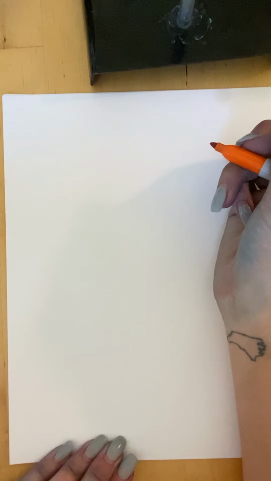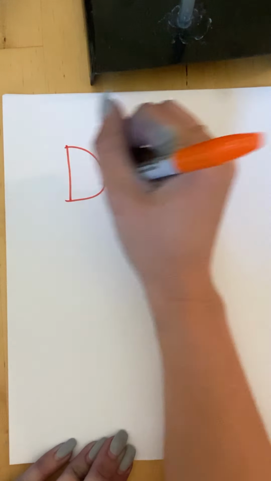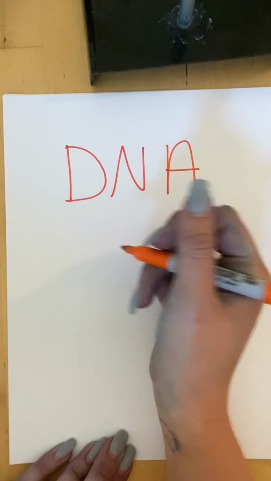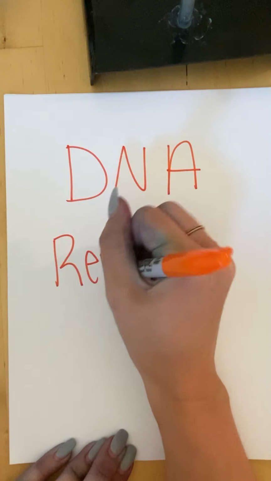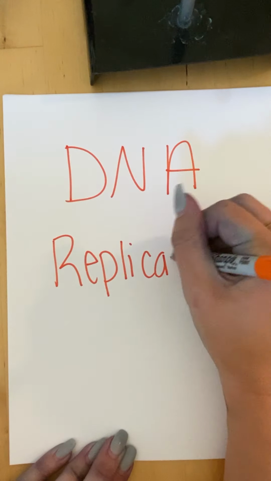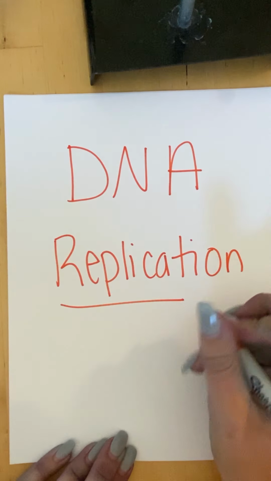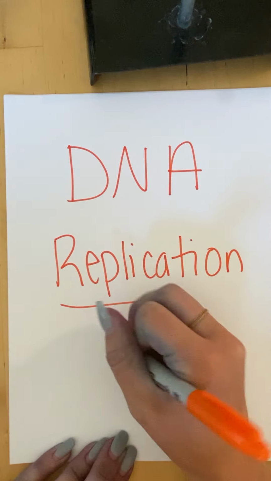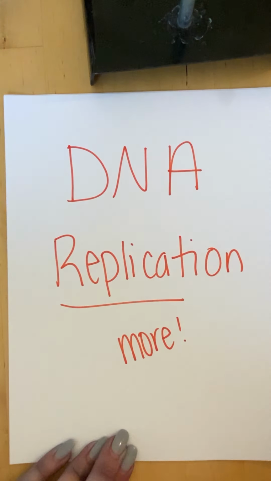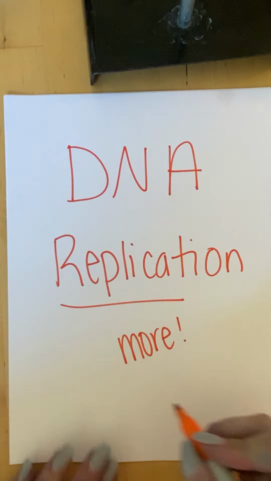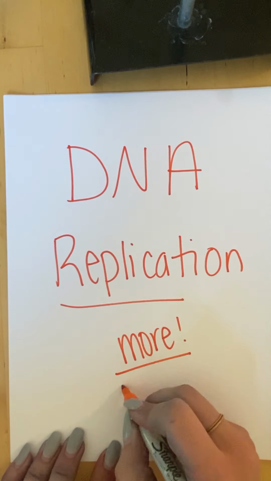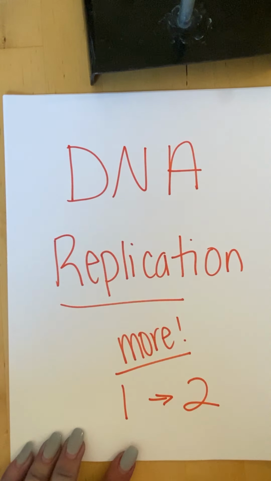Alrighty, so we are going to take a look today at a process called DNA replication. When you first think of the word replication, you need to think of the word replicate, and that just means to make more of. That's basically the whole point of DNA replication. We start with one strand of DNA, and we're trying to make it into two.